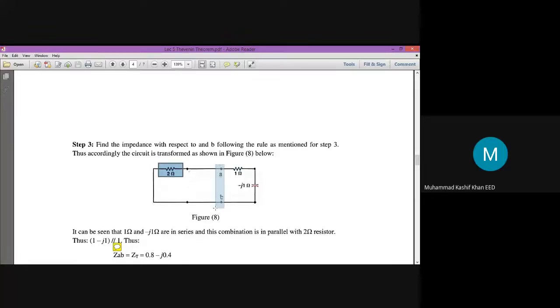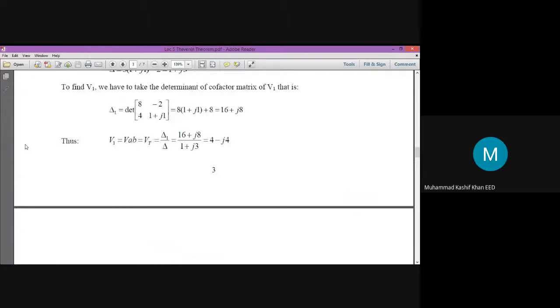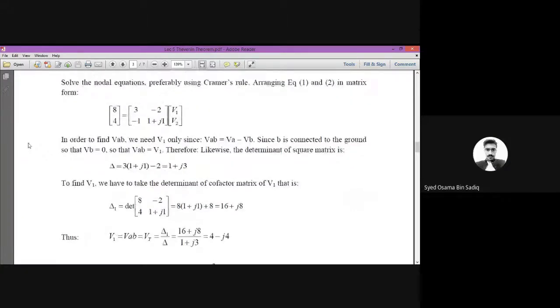Why? Because there are two nodes. All these elements are not connected in series, only these two elements are connected in series, and this element is connected in parallel to these two elements. Okay, I will give you time to ask any question.